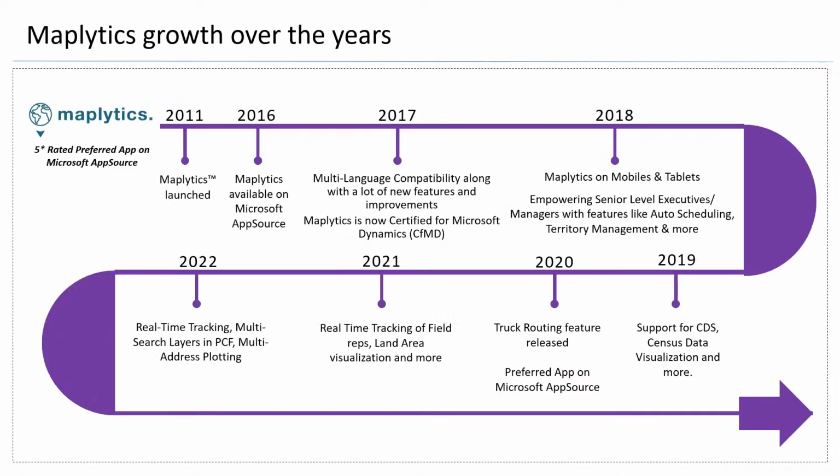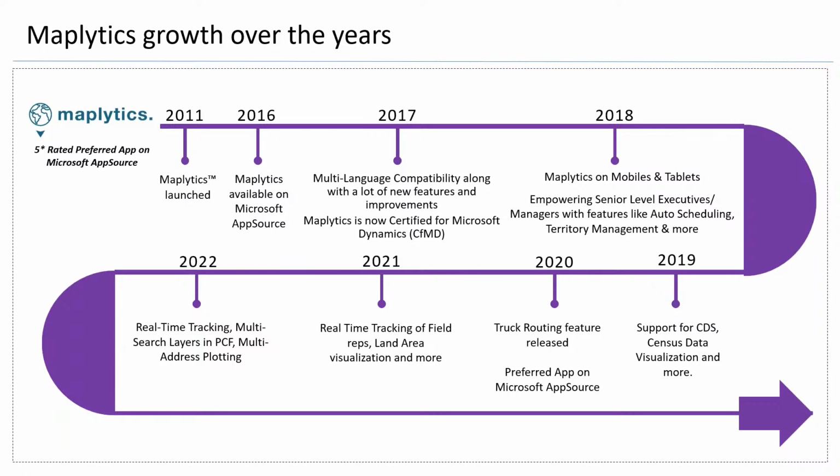So let's have a look over the growth of Maplytics over the years. Maplytics has been there for more than a decade now. We started in 2011 as a store locator, and we developed it more as our team researched the customer requirements, and of course, the valuable feedback from our customers and partners contributed a lot. As we grew, we added the proximity search, routing optimization, territory management, and many more features over the period.